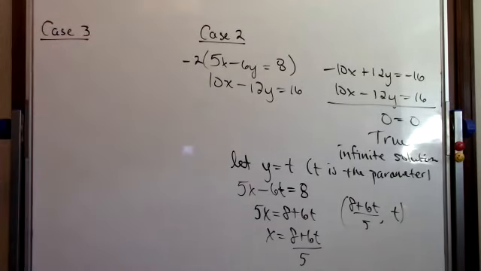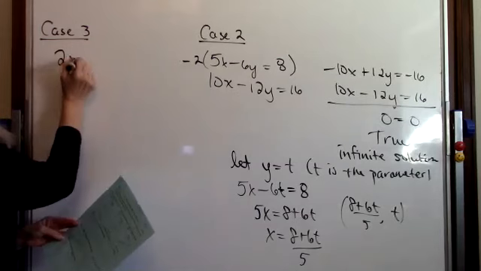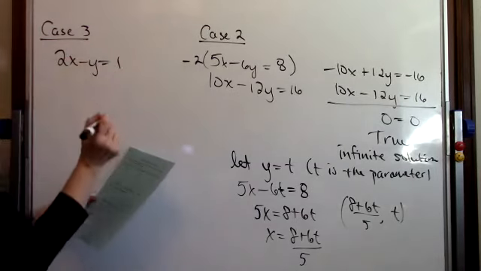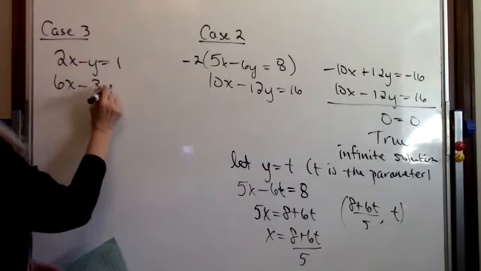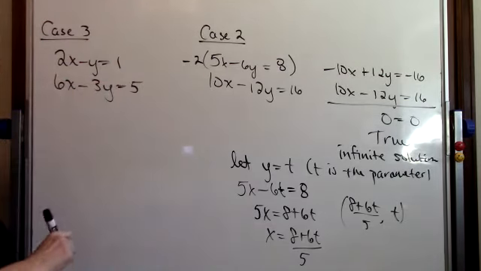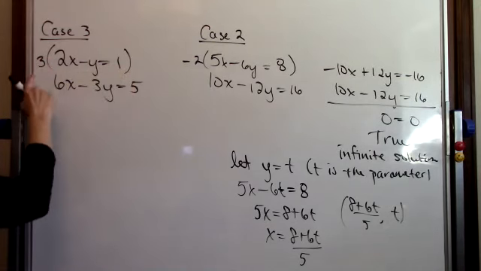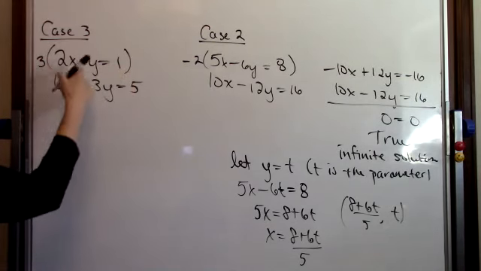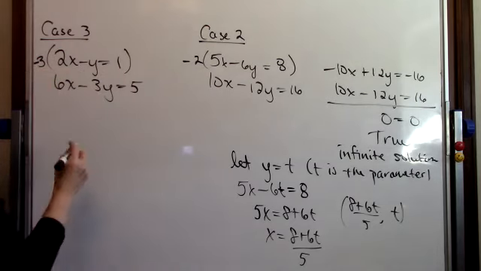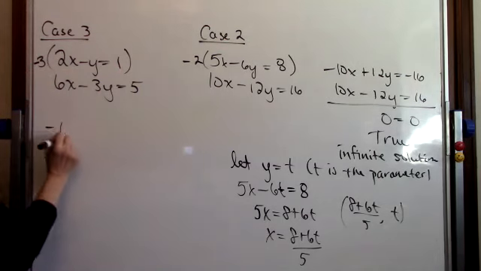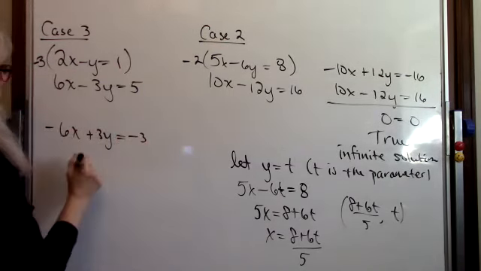So case 3, our system of equations is 2x minus y is equal to 1, 6x minus 3y is equal to 5. Let's multiply that top equation by a 3. Just a 3 is not going to cancel out the x's or the y's. We're going to need a negative 3 in order to have the signs opposite. So let's rewrite them. That will give me negative 6x plus 3y equals negative 3.